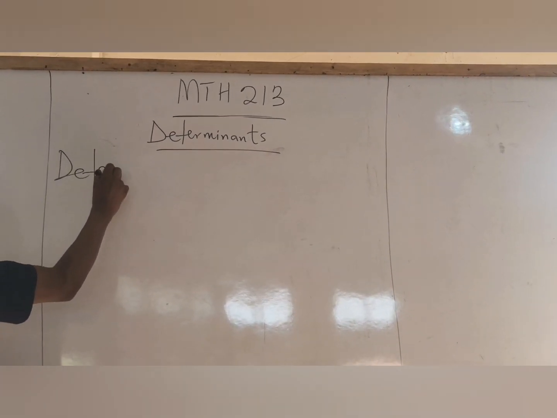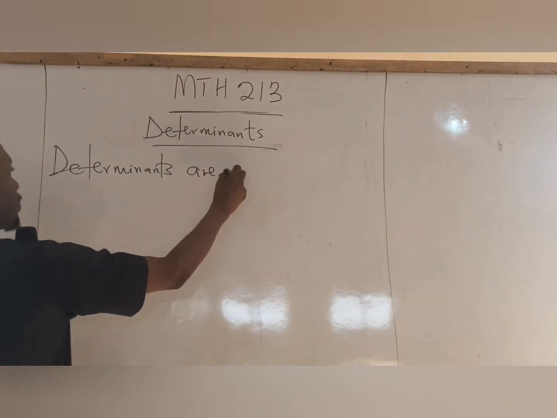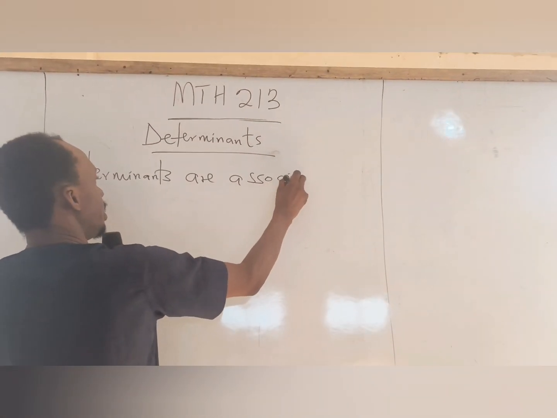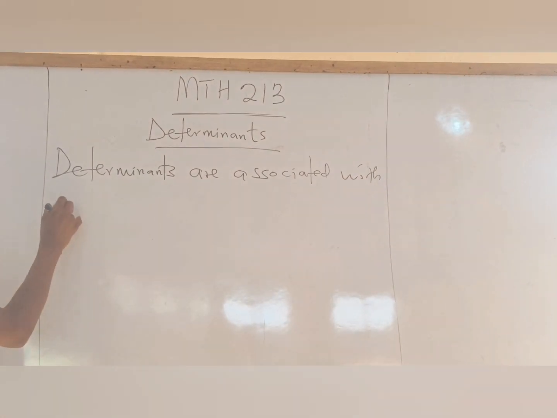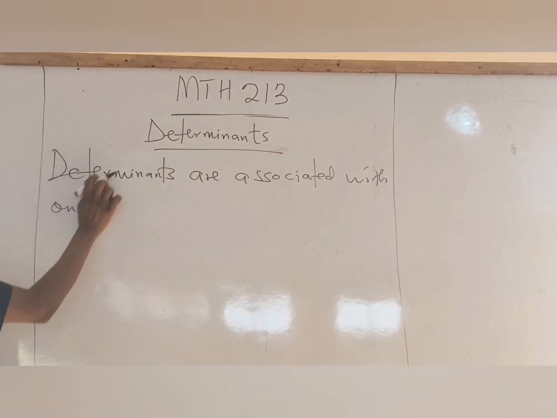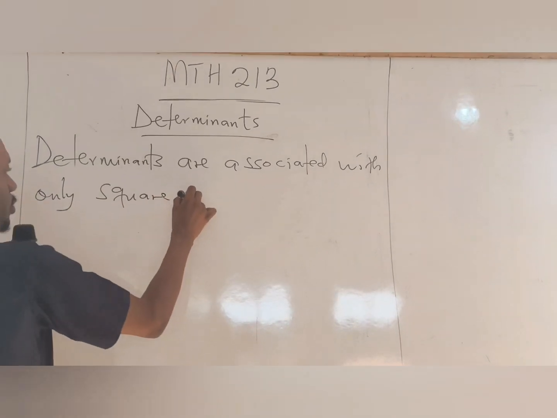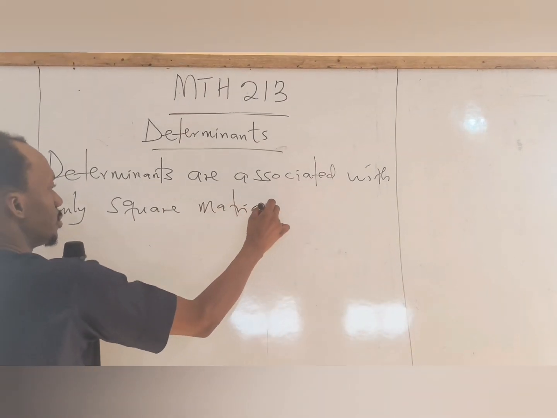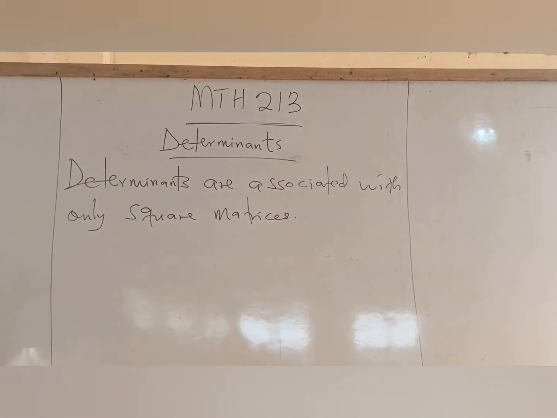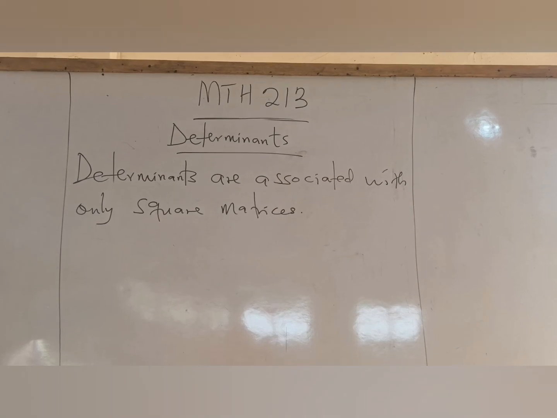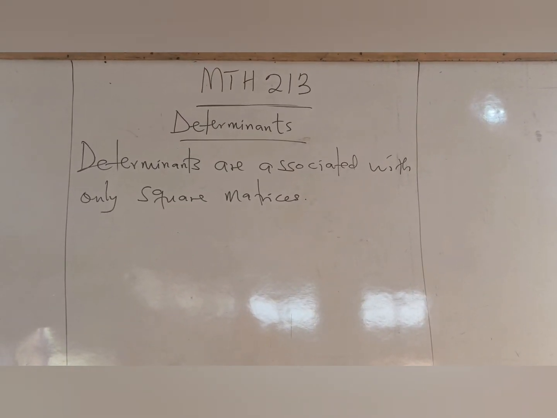Determinants are associated with only square matrices. That means we can only be asked to find the determinant of what? Square matrices. So that one I wrote long like that, we can't find the determinant of it. That's the meaning.